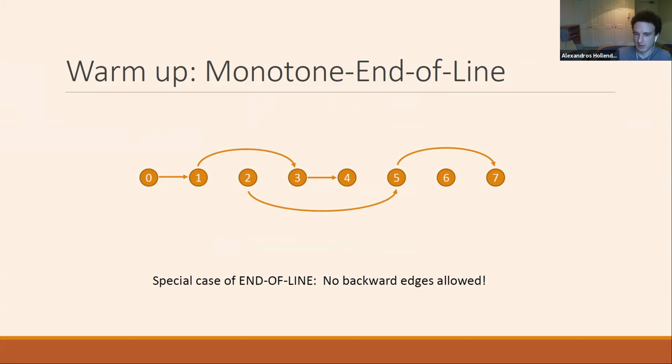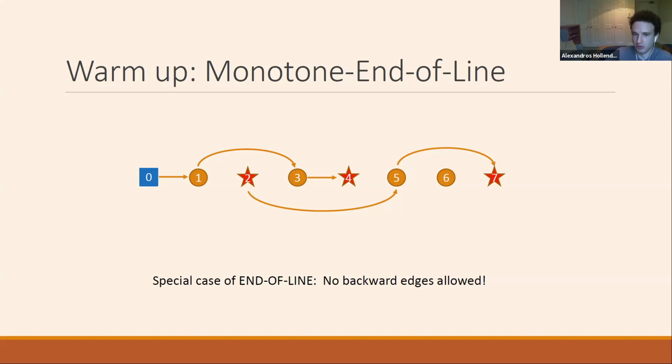In other words, this is just the end of line problem, but with more structure. There's some kind of monotonicity in terms of the edges. They can only go from lower numbered vertices to higher numbered vertices. Other than that, the problem is still the same. You're still just given some source, 0, and you have to find any sink or any other source. So in this example, 2 would be a solution, 4 would be a solution, and 7 would also be a solution. But you have this added structure that the edges can only go forward.